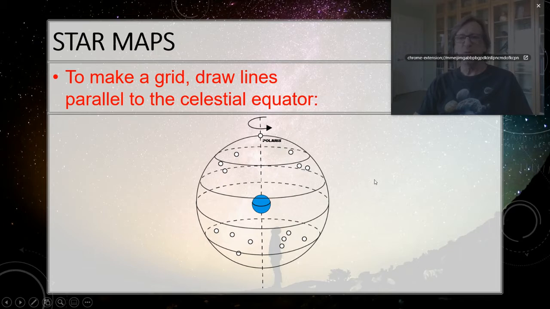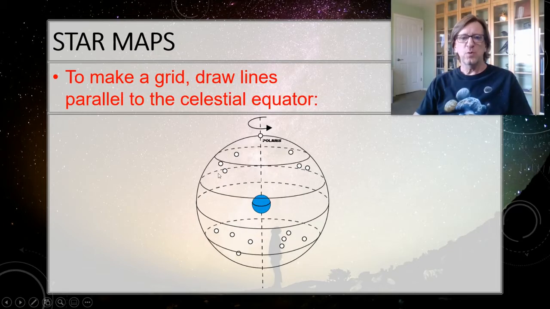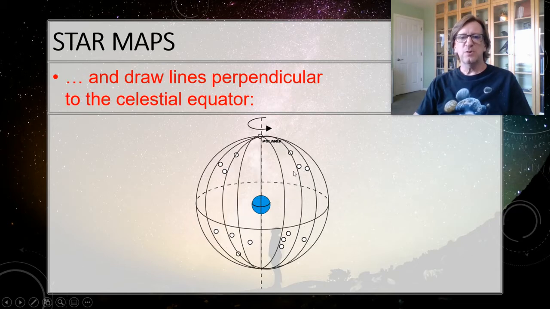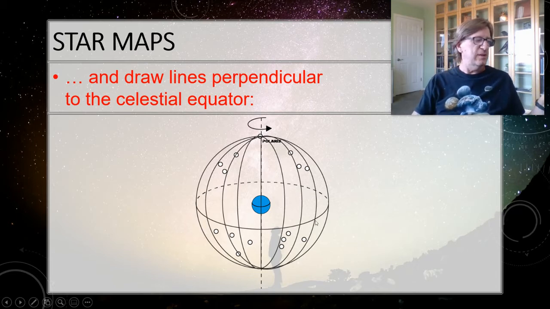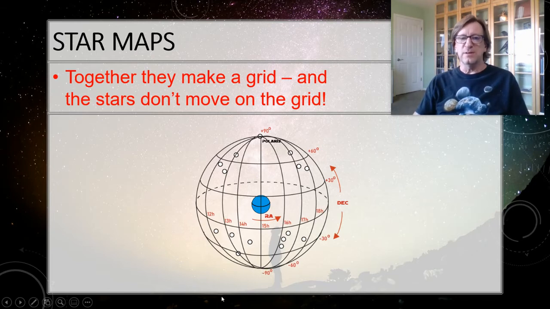All right, so to make our coordinate system then, we're going to draw lines parallel to the celestial equator. And then we'll draw lines perpendicular to the celestial equator. When you put the two of those together then, you get a grid. And these stars are painted on the grid. They don't move. So their coordinates are always going to be the same.